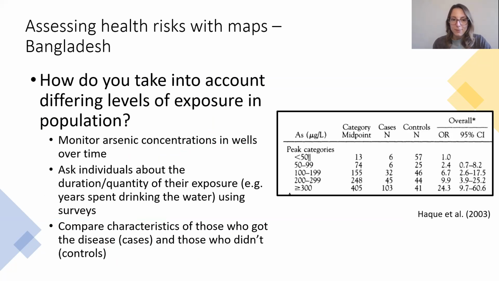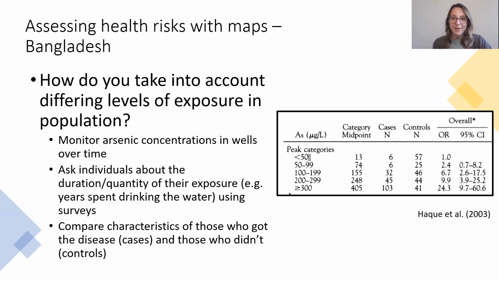Another way you could do that would be to just take a survey of individuals about their duration or the quantity of their exposure. So how much they use the water, how frequently, which particular pumps they might use it for. And then using that survey, you would compare potential disease incidences that way. So another way you could do that would be to compare the characteristics of those who got the disease and those who don't. Essentially, you could run a sort of case control study.